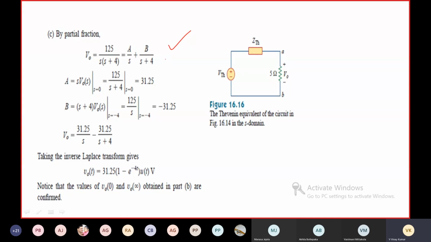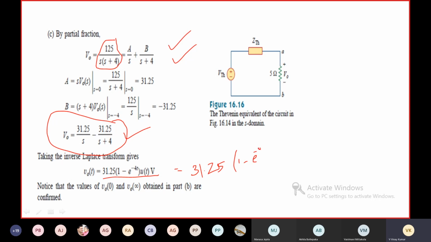By partial fraction, already we got the value of V naught of S, 125 by S into S plus 4. Using partial fraction, you can solve this. Finally, you're going to have V naught of S using partial fraction. Taking the inverse Laplace transform, you're going to get this equation. This is the final equation. Either you write the equation like this, otherwise 31.25 into 1 minus e power minus 4t for t greater than 0. This is also correct.